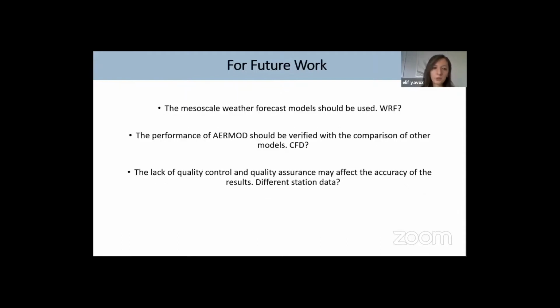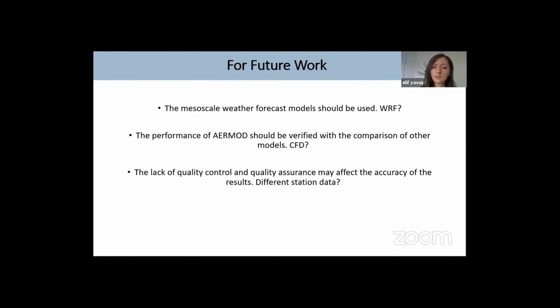For future work, I will use a mesoscale weather forecast model to fill the missing meteorological data. I can use the Weather Research and Forecasting model, WRF model, for this, and I will verify the performance of the Iordanidis model with a comparison of other models. Probably I will use the computational fluid dynamics method for the calculation of a single point dispersion at the downwind of the pollutant source, and then compare both model results with the EWMS results.